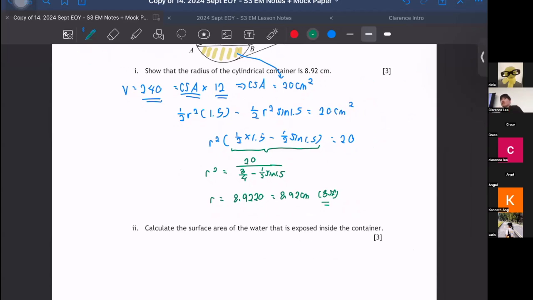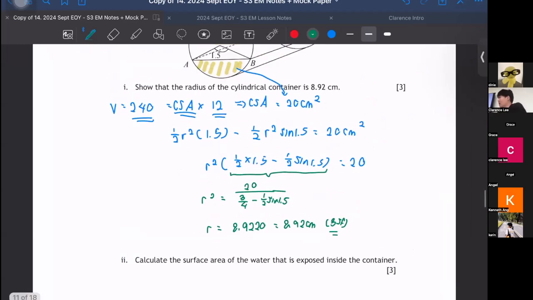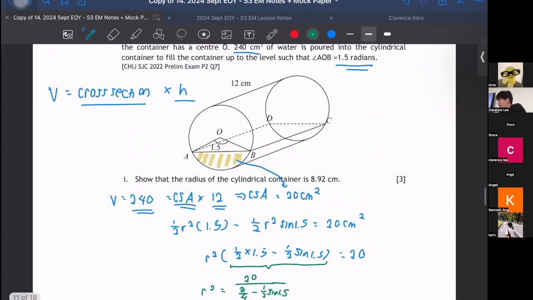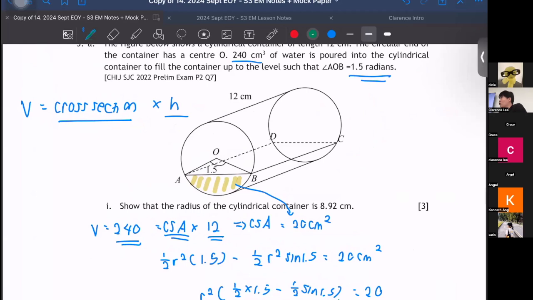Up to now, do you all have any questions? No, because I realized this is the last question. No questions, right? Calculate the surface area of water that's exposed inside the container. Surface area that's exposed means you're not touching the container, which means it's only this particular rectangle over here.